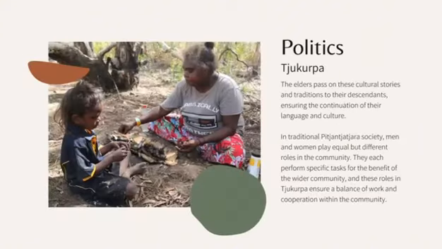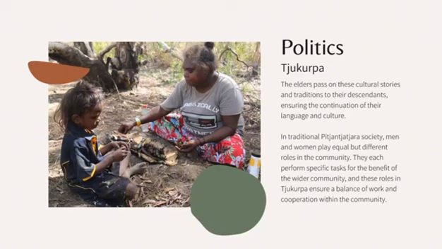Now, let's move to politics. The most significant politics in Pajajara is Chukupa. It's a kinship system that the elders pass on these cultural stories and traditions to their descendants, ensuring the continuation of their language and culture. And men and women play equal but different roles in the community. They each perform specific tasks for the benefit of the wider community, and these roles in Chukopa ensure a balance of work and cooperation within the community.